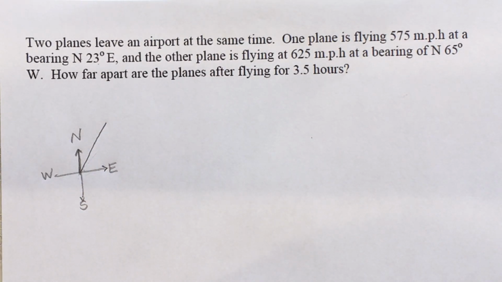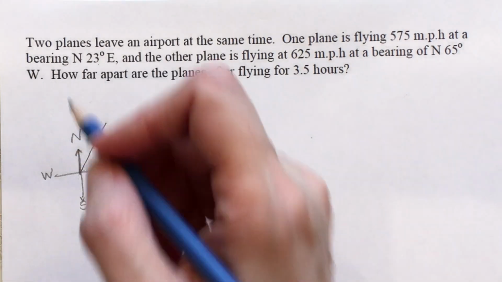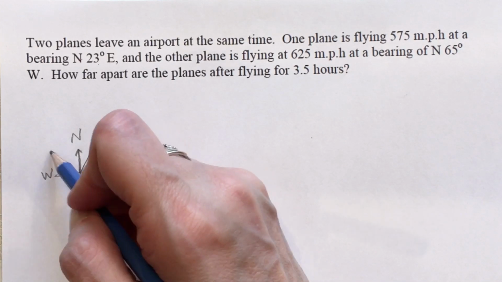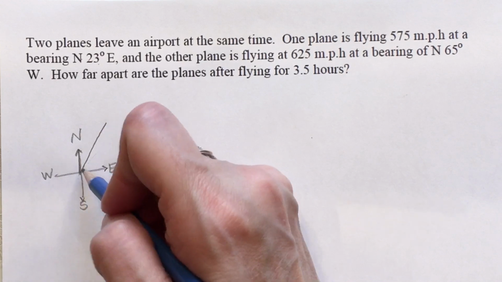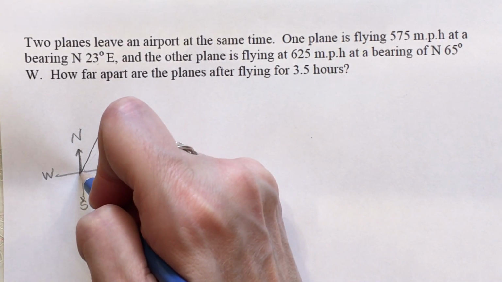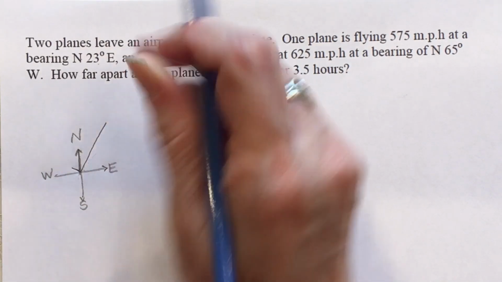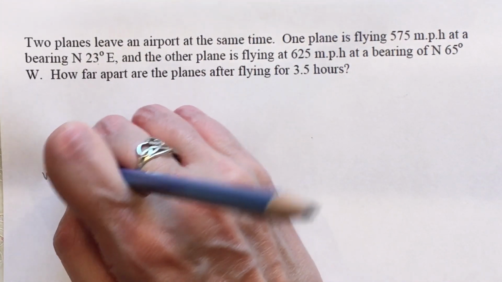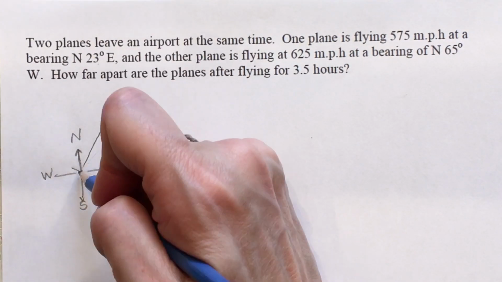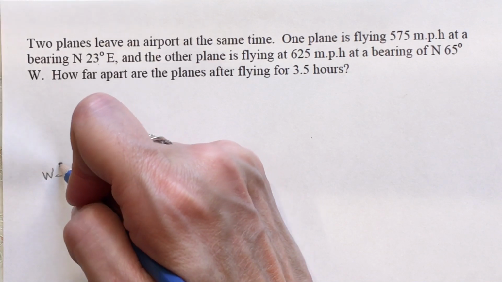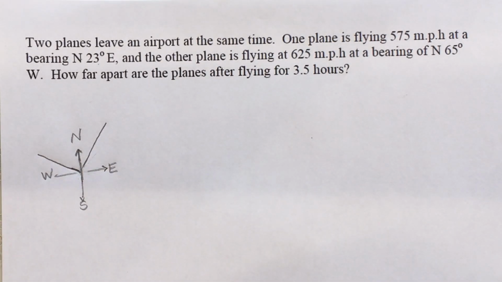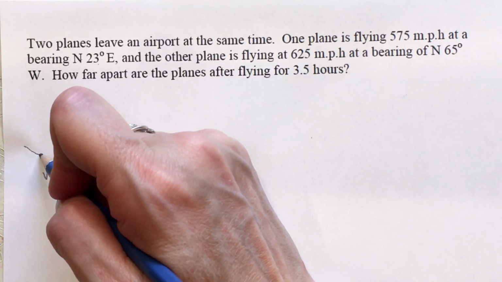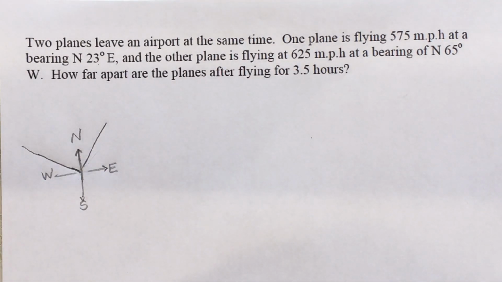And the other plane is flying at 625 miles per hour at a bearing of north 65 degrees west. So again, north first. 45 would be northwest, so 65 is more than halfway towards west. Oh, that looks like halfway. So I want to make it look like more towards the west. Okay, and this one's flying faster, so it's going to be a bit longer.